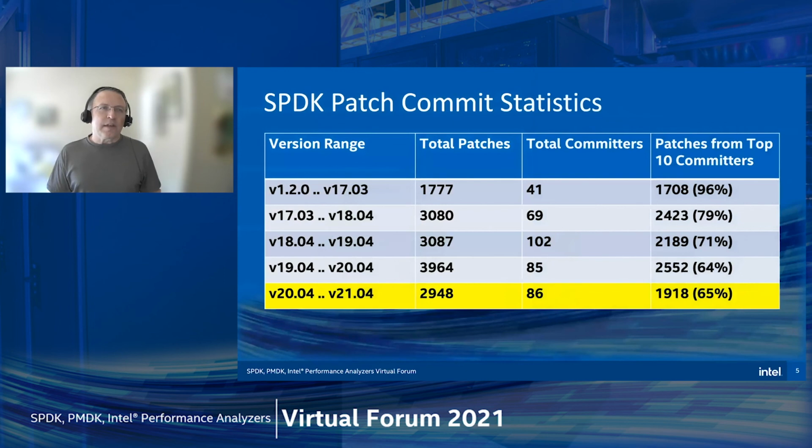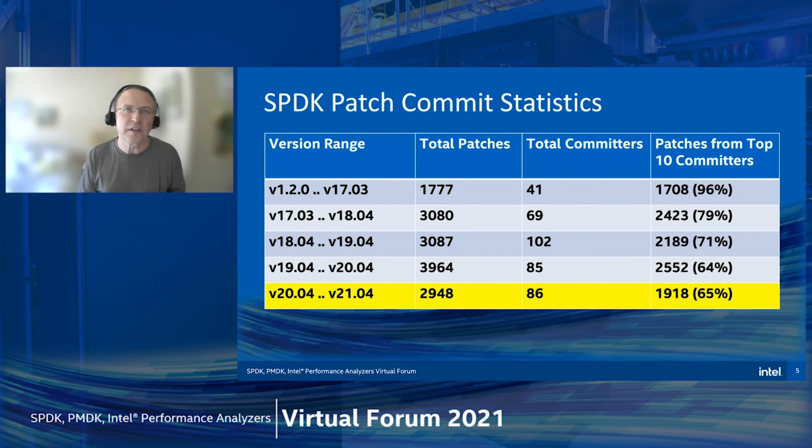Okay, so looking at some of the metrics, some of the statistics. We like to show the patch commits on a yearly basis. Each of these rows here roughly is 1 year in time. The highlighted one shows the time between the April release in 2020 and the April release this year. You can see the number of patches has been very similar to what we've had in years past. We did have an uptick last year, which was good. We're kind of back to that 3,000 patches per year level.